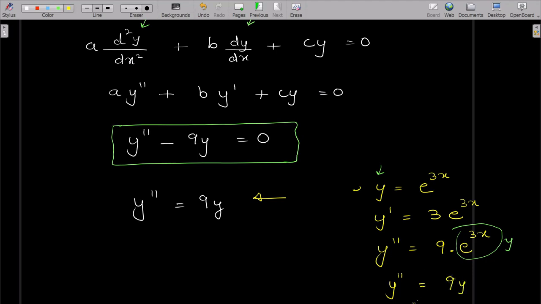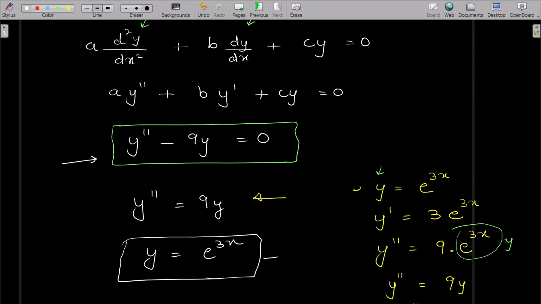Double derivative of y minus 9y gives me 0. So one solution to this differential equation would be y equals e to the power 3x. I can say that this is the solution to this equation.